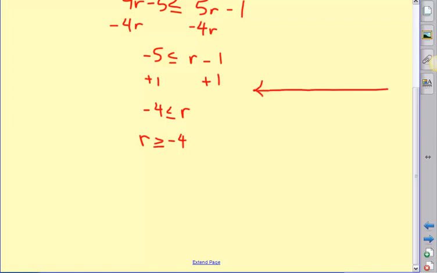What's the critical number, Alex? Well, -4. Good. So -4 here, put a circle around it. Alex, should I color it in? Yes, you should, because it says it can be equal to it. And should I shade to the right of -4 or to the left of -4? To the right of -4 because it's greater than or equal. That's where the bigger numbers are. Beautiful. Perfect.